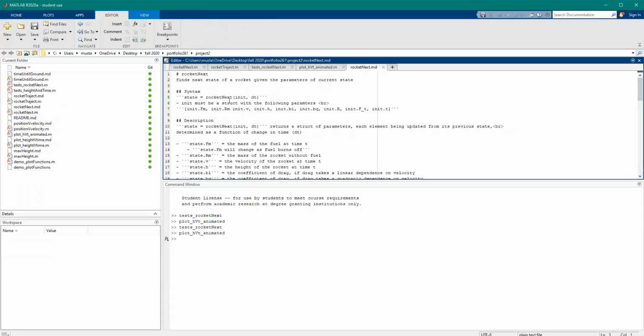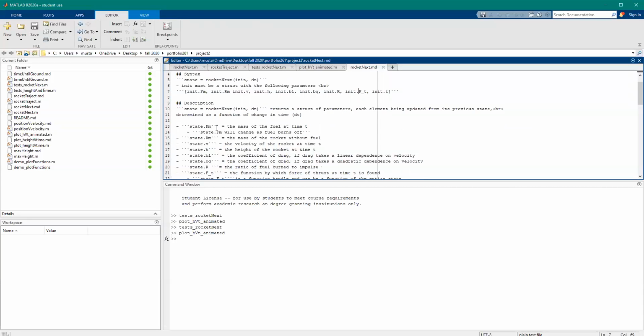So then lastly, it's the documentation, and rocket_next just finds the next state of a rocket given the parameters of a current state. The syntax would be state equals rocket_next(initial, delta t). It must be a struct with the following parameters: the initial fuel mass, rocket mass, velocity, height, linear drag, quadratic drag, ratio of fuel burn to impulse. Sorry, not fuel mass to impulse. Then the force, which should be a function handle, and it's just the force of thrust, and then this is the initial time.